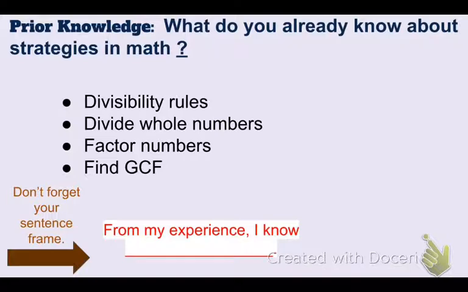All right, so you already know the divisibility rules, which help you determine if a number is able to divide by a different number. We also know how to divide whole numbers, but our two most important ones today are we know how to factor and we know how to find the GCF. So remember, we know how to list all the factors of a number, and we know how to find the greatest common factor of a number. A factor, again, is two numbers you multiply together to get a product.